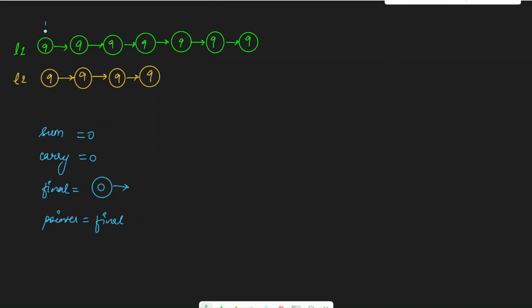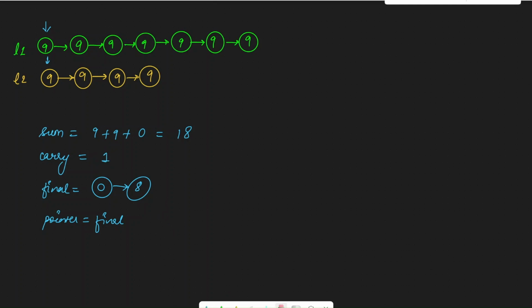Now we will start traversing these 2 lists. So first elements 9 plus 9. So for sum, we do sum is equal to 9 plus 9 plus no carryover, so 0 carryover, that will be equal to 18. Now 8, the ones place will go over here, and this 1 from tens place will go in the carryover. So this will be equal to 1.